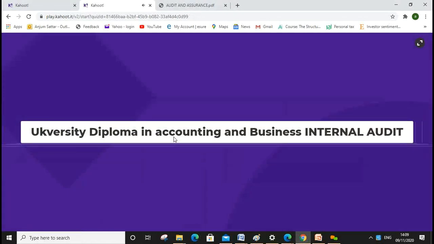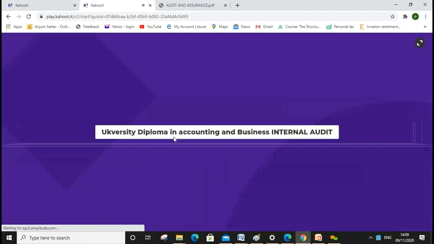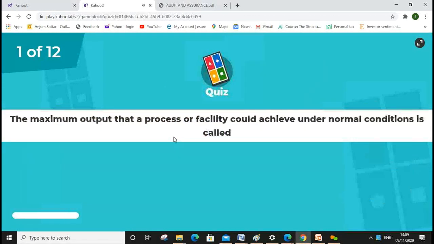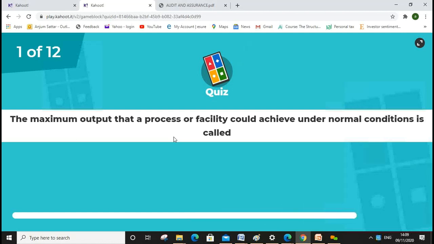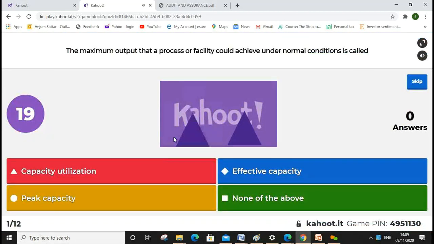So we're looking at the UK Versity Diploma in Accounting and Business, internal audit, yes. And we're looking at: what is the maximum output process of the facility could achieve under normal condition called? What sort of audit is it? Is it capacity utilization? I'm seeing.